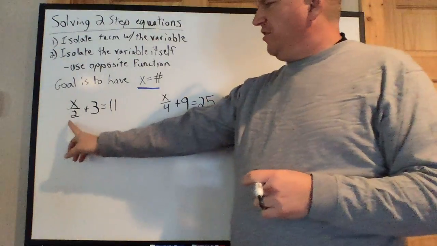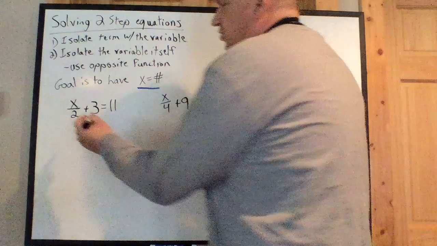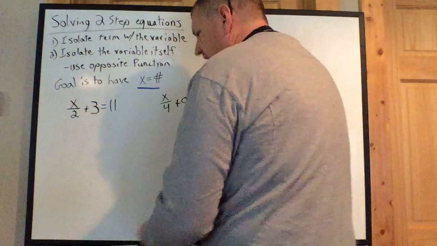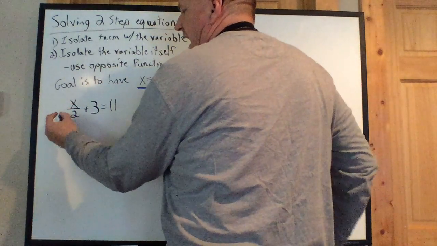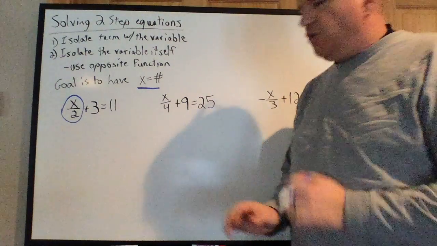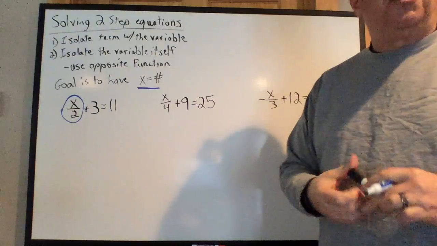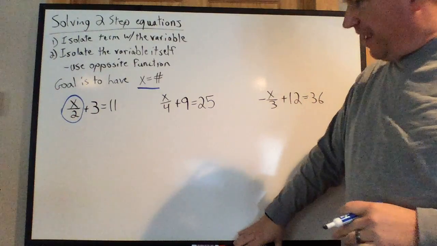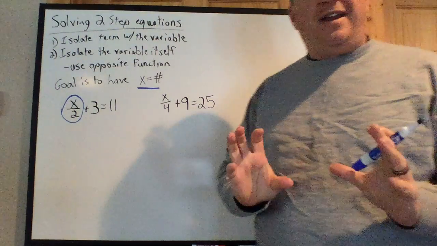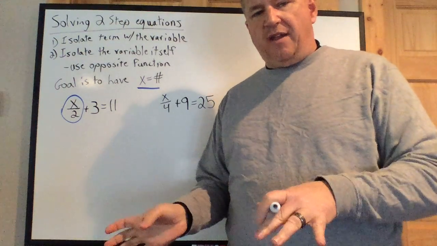The goal is to have the variable, whatever it is, I use an x, equal some sort of number. So we look at our first example, x over 2 plus 3 equals 11. This right here is my term that has the variable in it, x divided by 2. The little blue circle is a force field that keeps everything inside of it protected. So I need to get rid of everything outside of that force field, on that side of the equation.